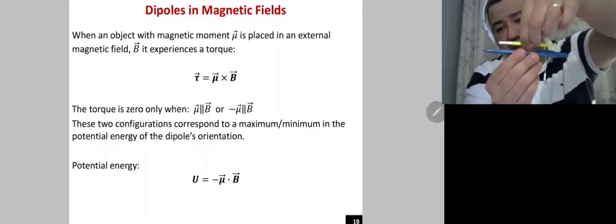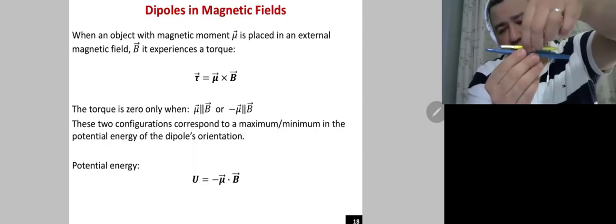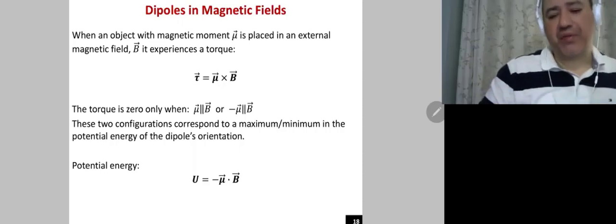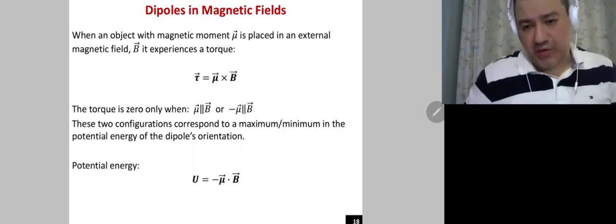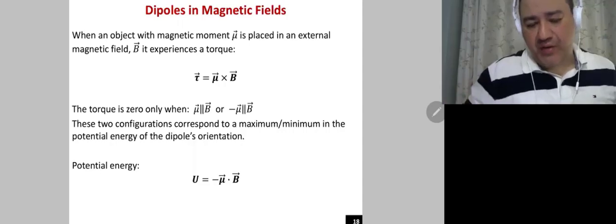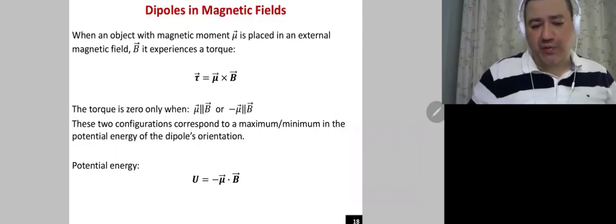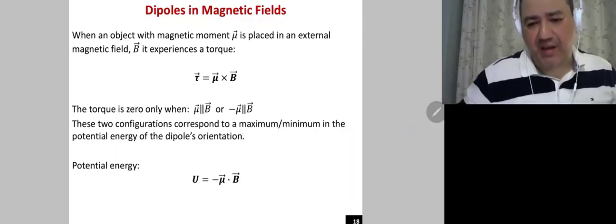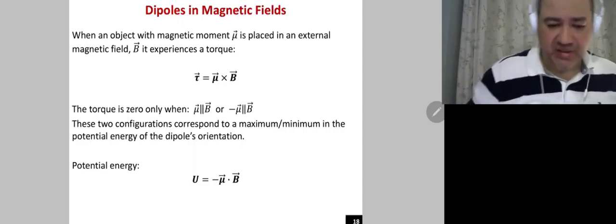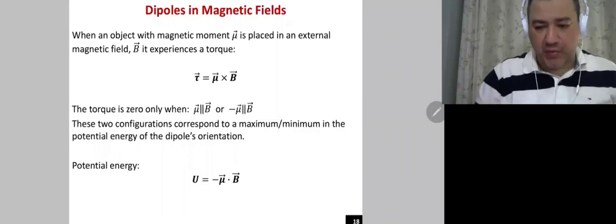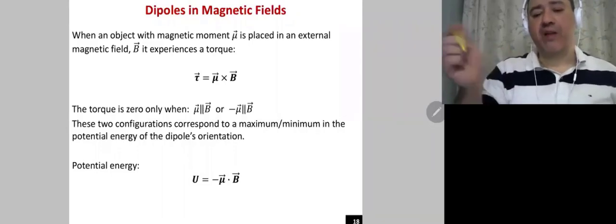In both locations, whether the magnetic dipole moment is parallel or anti-parallel, the torque will be zero. Why? Because the angle theta between the magnetic field and the magnetic dipole moment will be zero or 180 degrees, which means the torque is zero. Mathematically, the torque tau equals mu vector cross B vector, so the magnitude is the magnitude of mu times the magnitude of B times sine theta. If sine theta is zero, the torque is zero. So those are the two special cases.